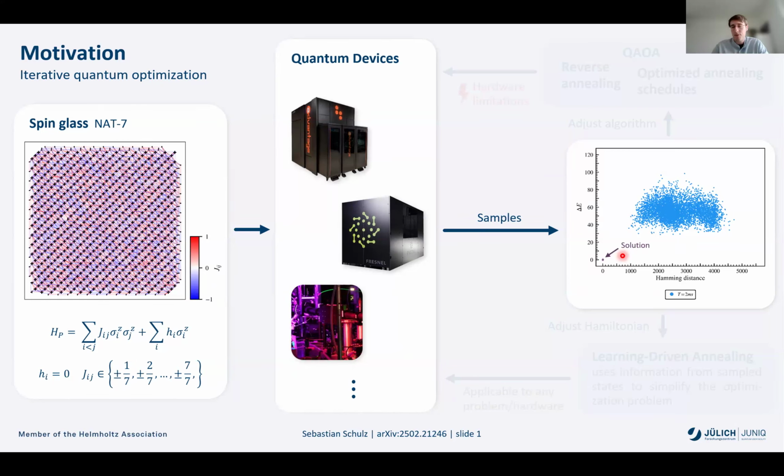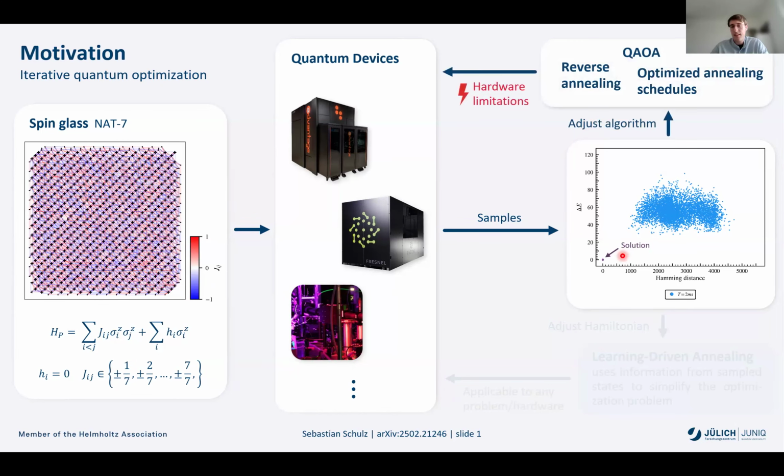So in order to overcome this bottleneck, the idea is that we use some sort of iterative procedure where we run the problem on the device, learn from the samples, and tweak the algorithm somehow in order to reach lower energy states with every iteration.